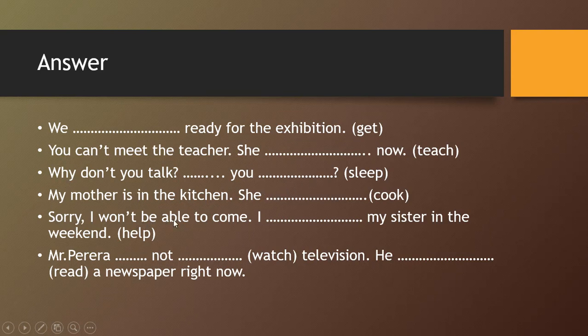Sorry, I won't be able to come. I blank my sister in the weekend. See, this is a planned action. We can talk about that in present continuous tense. As I said to you, I am helping my sister in the weekend. So, I won't be able to come. That is it.